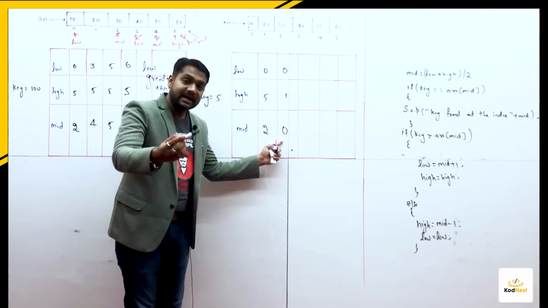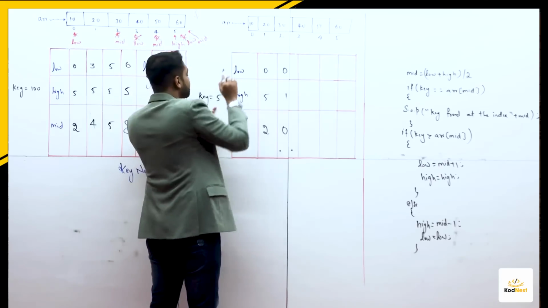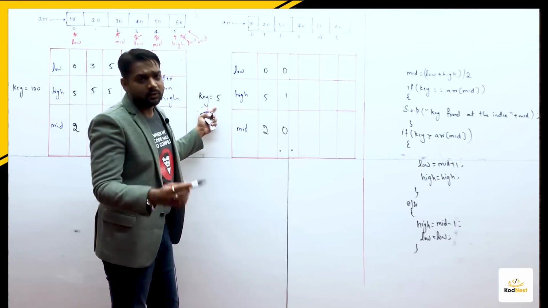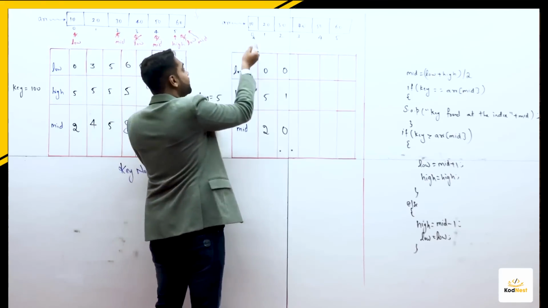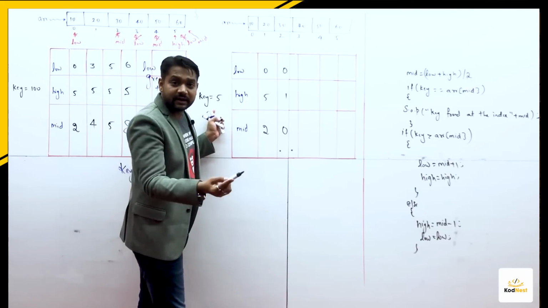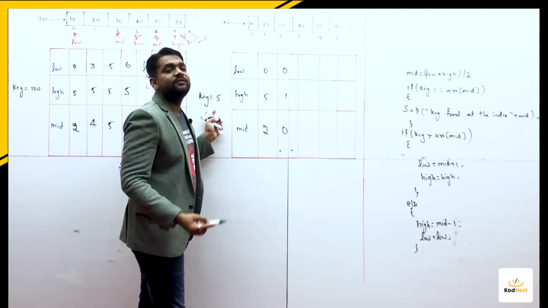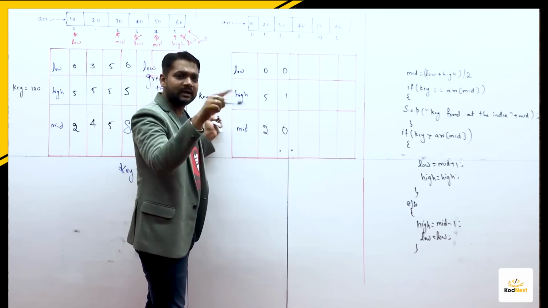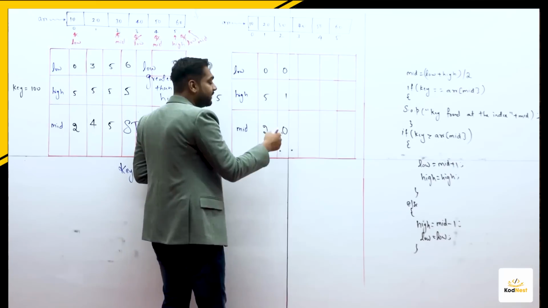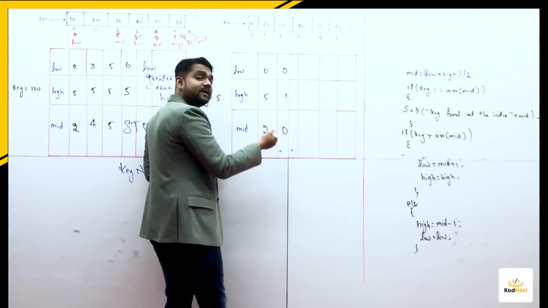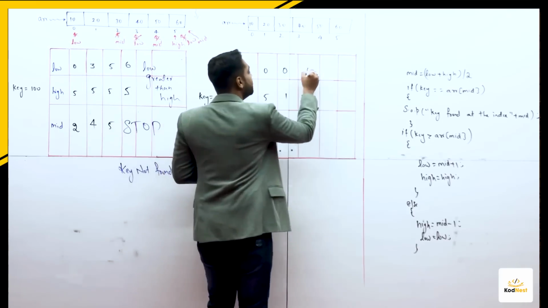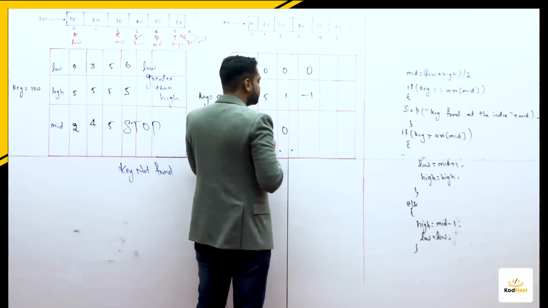You calculated mid. Again check whether key matches with array of mid. Key is 5. Array of mid is 10. Is it matching? No. Check whether key is greater than array of mid. Is it greater? No. If not equal, if not greater, what will it be? Lesser. If it is lesser, then make high point to one level before mid. What is mid value? 0. What is before 0? Minus 1. Make high point one level before. Let low be there only. So please stop.